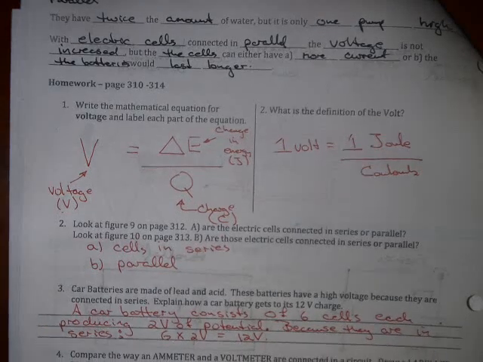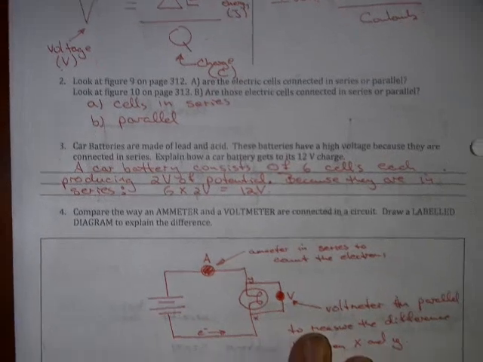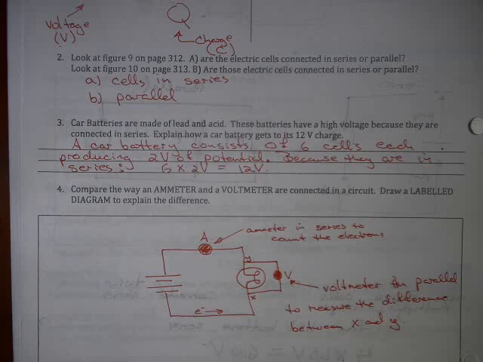Looking at question 2, the figure on page 9 is the cells in series, and figure 10, page 313, those are parallel. We talked about this last day: a car battery looks like one giant battery, but it's actually got 6 2-volt cells in one container, each separated by a complete wall. So 6 times the 2 volts each produces gives an overall voltage of 12 volts.